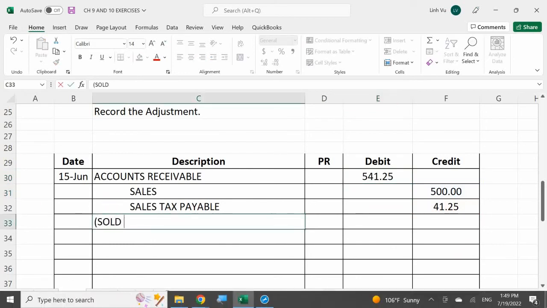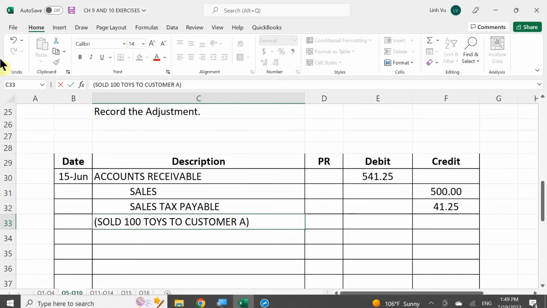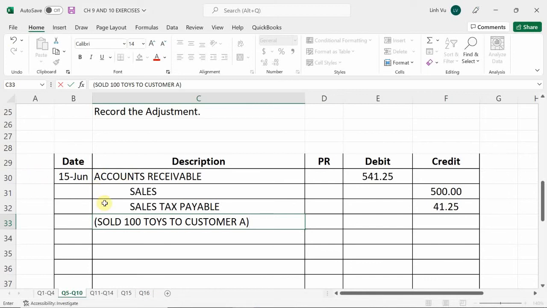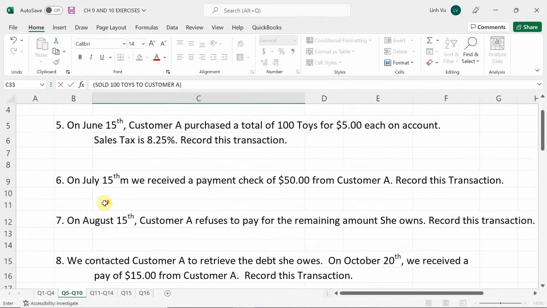We sold 100 toys to customer A. Now, in this case, let's assume this isn't an inventory question. So we're just going to journalize what the transaction is, because this is the receivables part. We're focusing on what happens to this receivable. So no need for the toys and cost of goods sold. Okay, all right. So that's just question number 5.